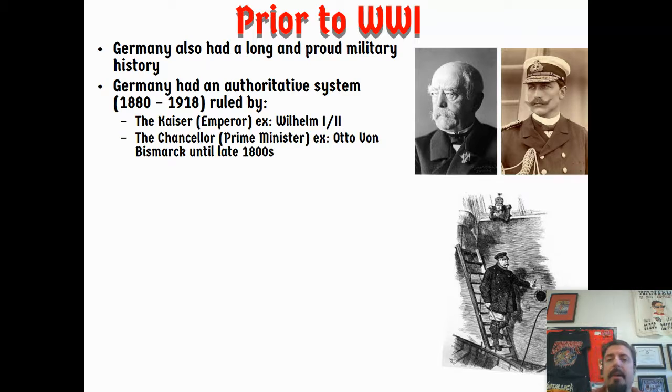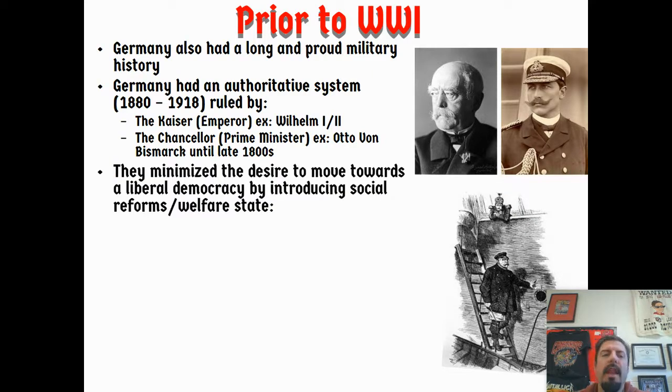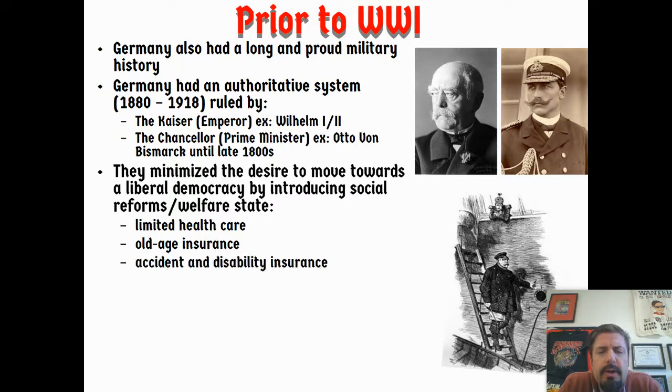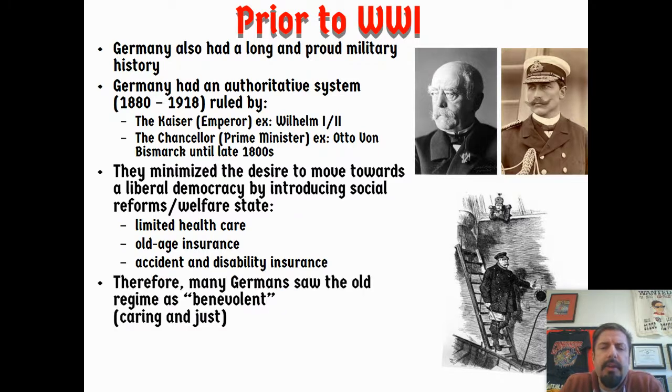The chancellor or prime minister, the person that ran the day-to-day operations of the government, the first said chancellor was Otto von Bismarck, who ran Germany until the late 1800s, until he was fired by Wilhelm. They minimized the desire to move towards a liberal democracy by introducing social reforms, kind of like a precursor to the welfare state. Limited healthcare, old age insurance, accident and disability insurance. Therefore, many Germans saw the old regime, this old autocracy, as benevolent, caring, and just. Like I said, a precursor to the welfare state that Germany was instituting prior to World War I.